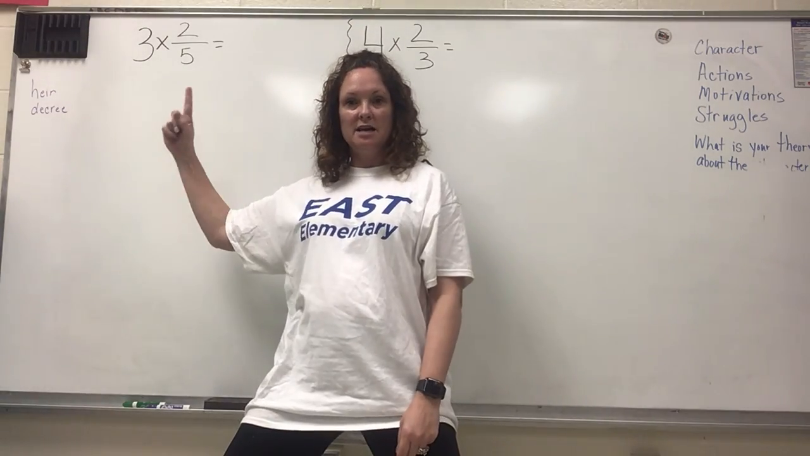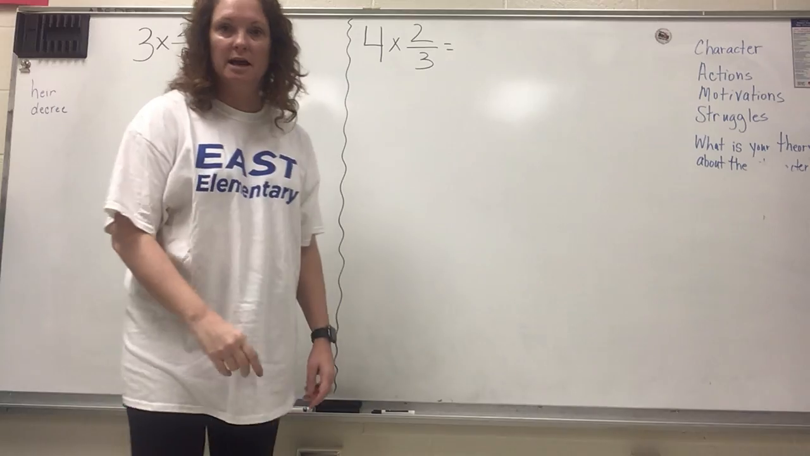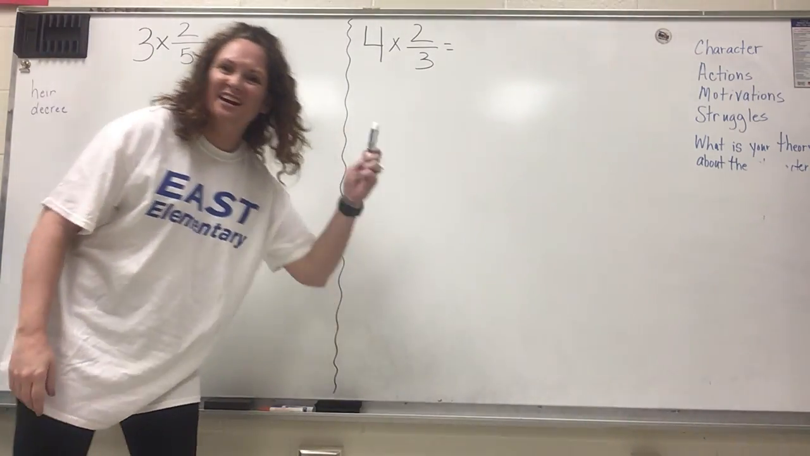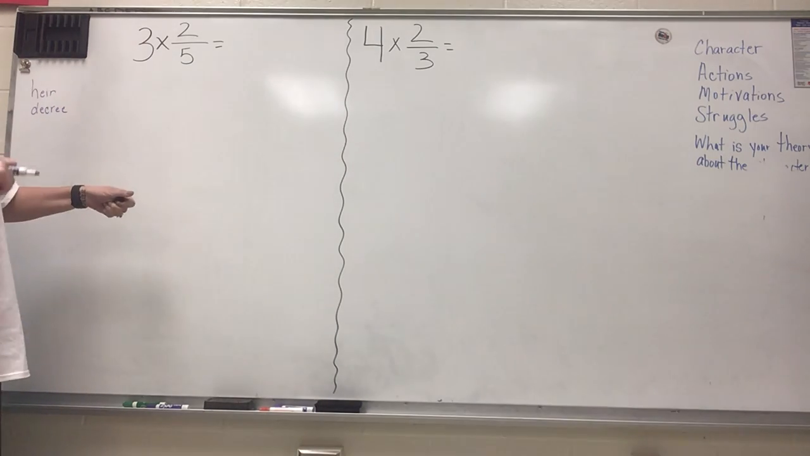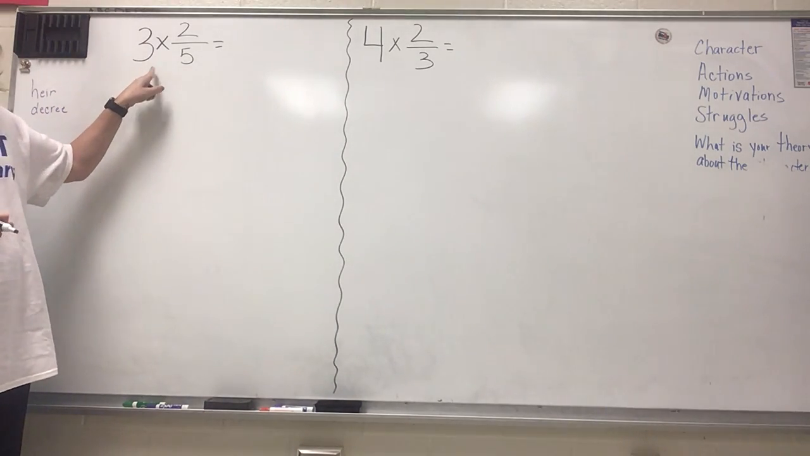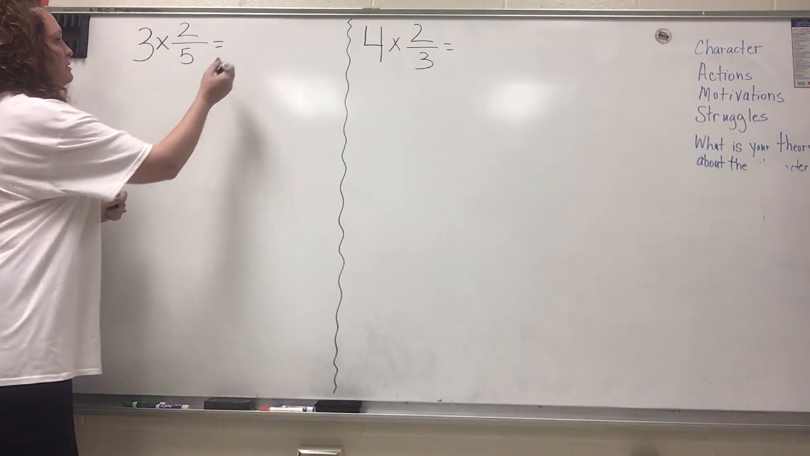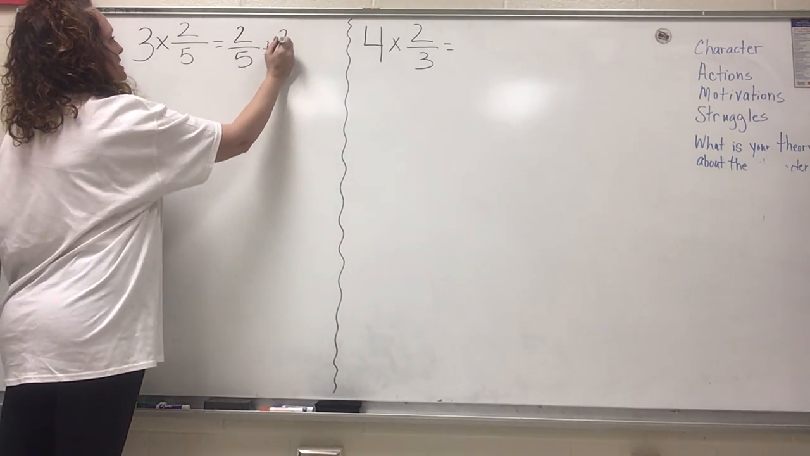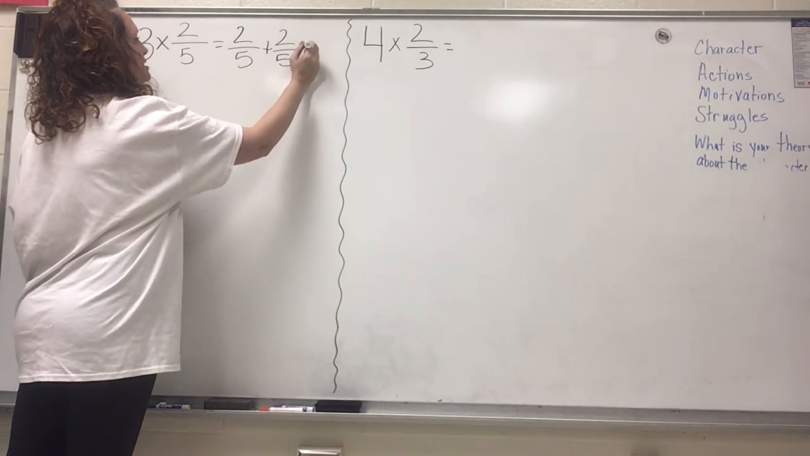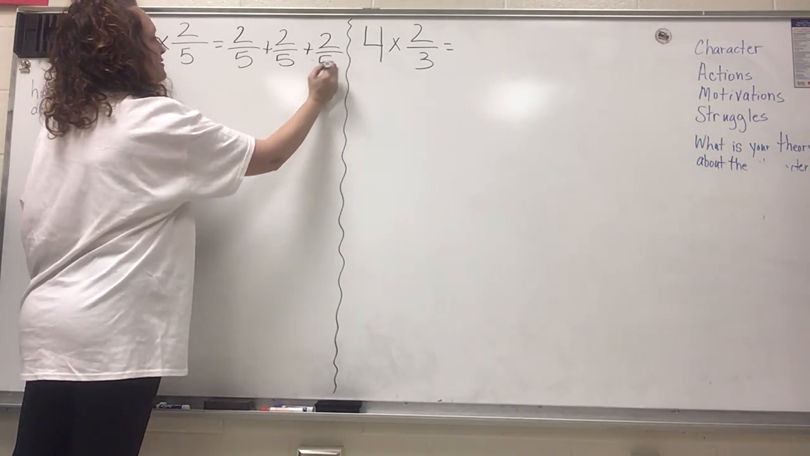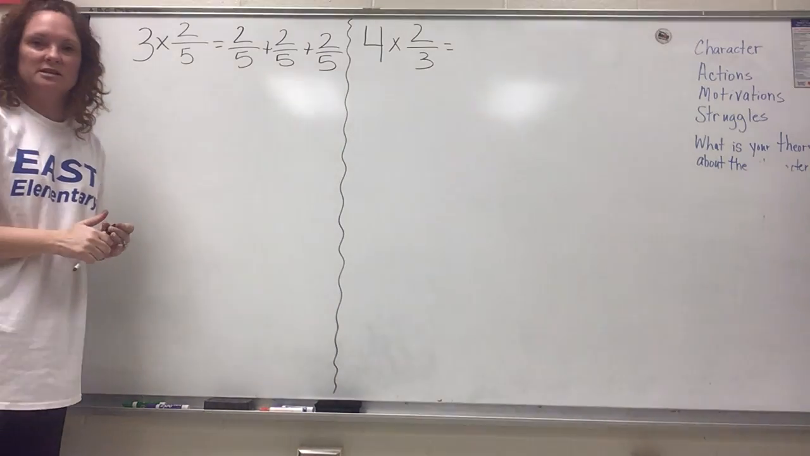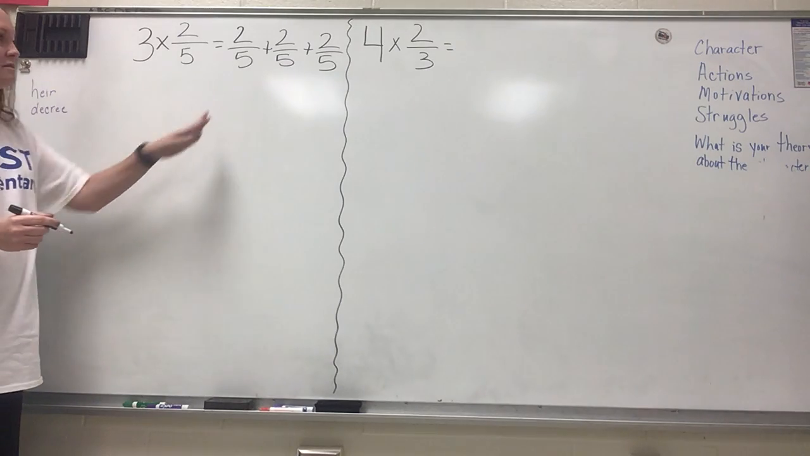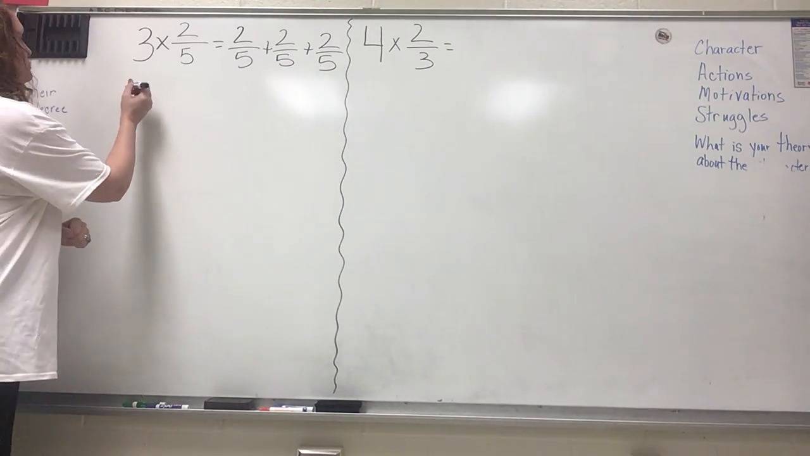First one, 3 times 2/5. Okay. Where's my marker? Here it is. All right. I have 3 times 2/5, right? So I've got 2/5 plus 2/5 plus 2/5. I said I wasn't going to decompose, but I decided this is a good visual. All right, now, let's model it.